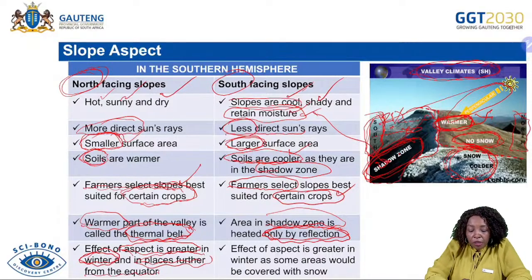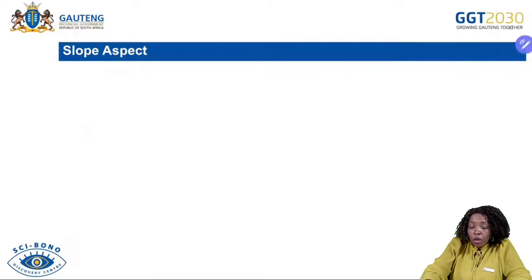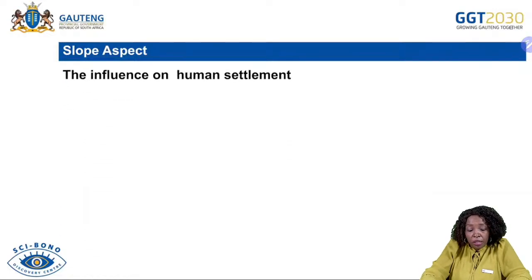The effect of aspect is greater in winter. The same way with the north-facing slope, the effect of the aspect is greater in winter. That's where in winter we can identify the areas that would be covered with snow because of the extreme temperatures that are low in the season of winter.